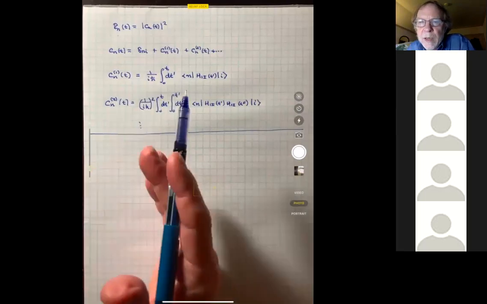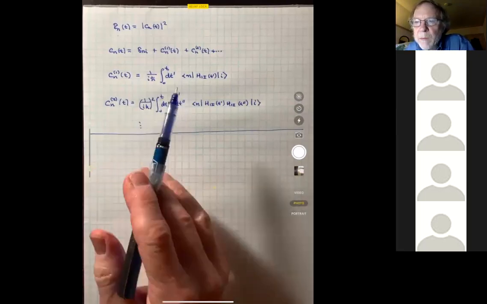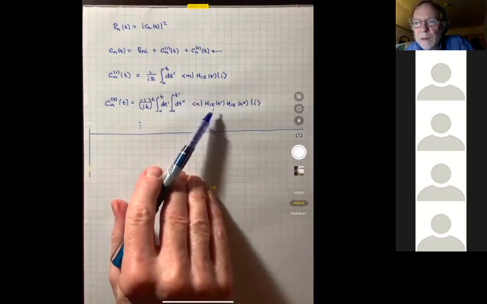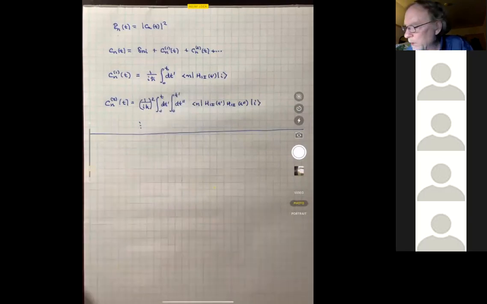So I didn't put in any lambda here, but you can see that the Dyson series is in effect an expansion in powers of H1. It's clear from the formulas.